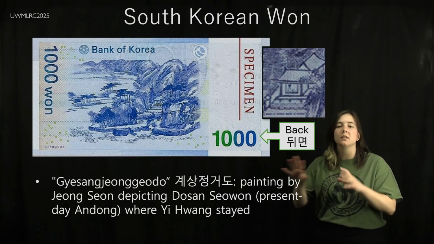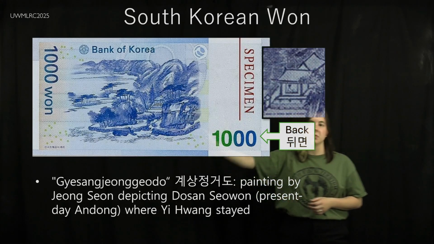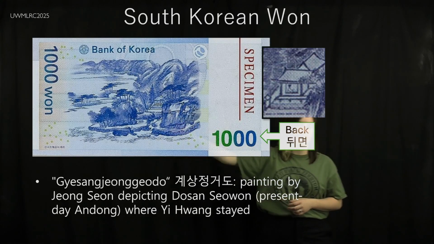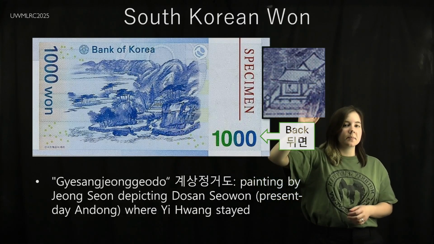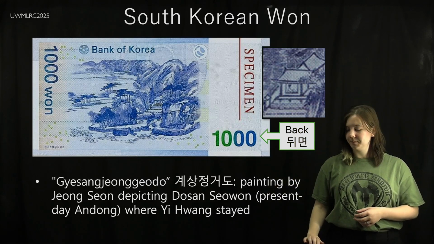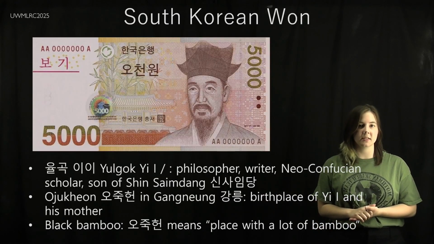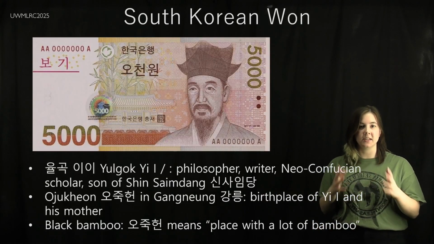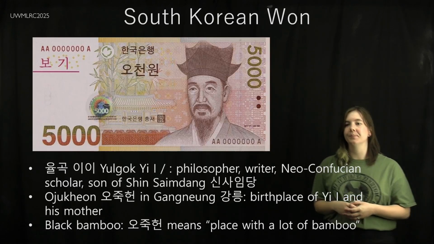So if you zoom in on this picture, it's a very nice landscape, but if you zoom into this building here, you'll get this, and you can see him reading his book in this building. So that's why they chose that painting for the back of this bill.